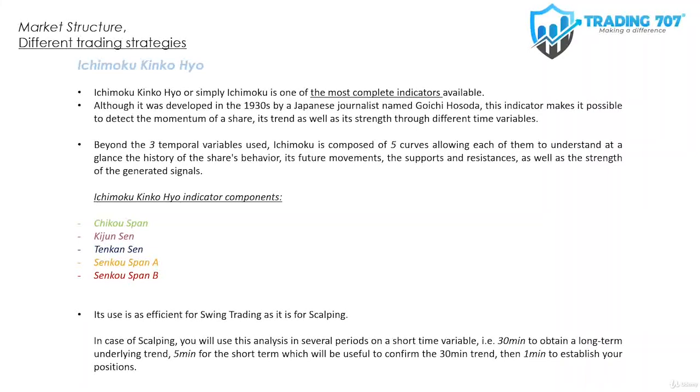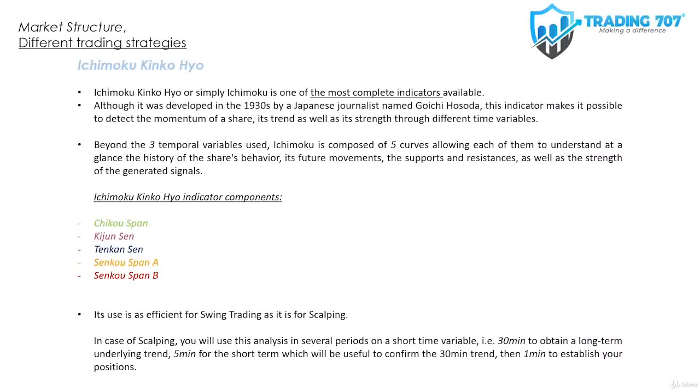The famous indicator Ichimoku Kinko Hyo. Ichimoku Kinko Hyo, or simply Ichimoku, is one of the most complete indicators available. Although it was developed in 1930 by a Japanese journalist named Goichi Hosoda, this indicator makes it possible to detect the momentum of a share, its trend, as well as its strength through different time variables.